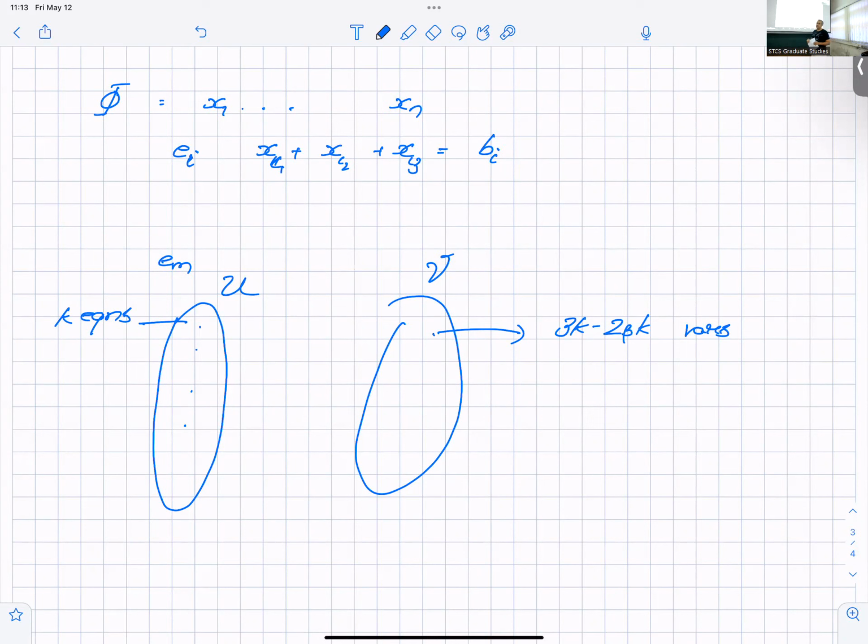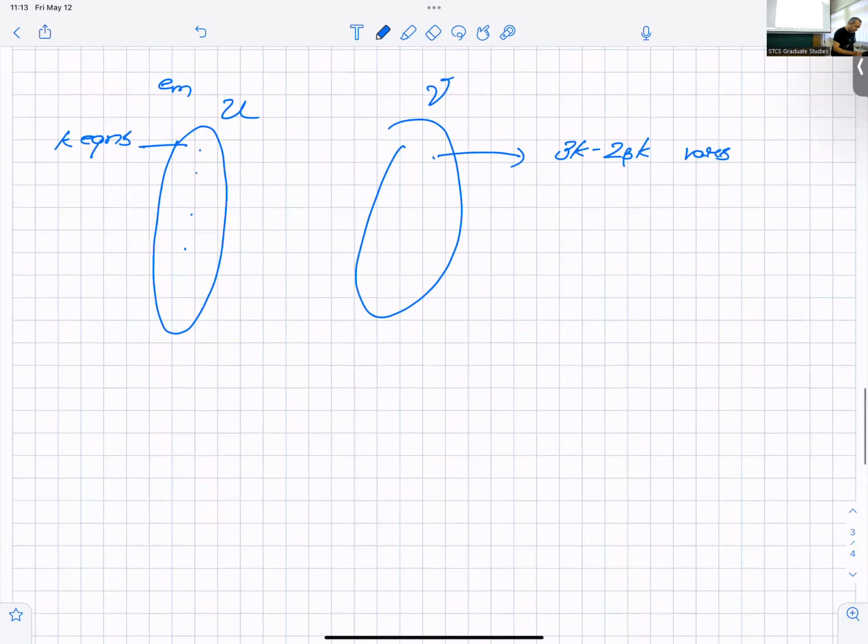K is a constant. N is the global thing, K is really constant, and it's going to be very important that K is constant. Among the sets, we'll only put certain things which are called legitimate. And what does legitimate mean? The first thing we want is, you're given a set of K equations.